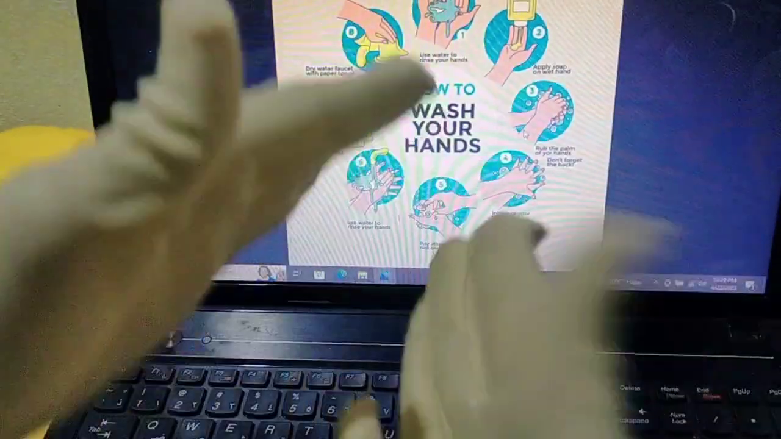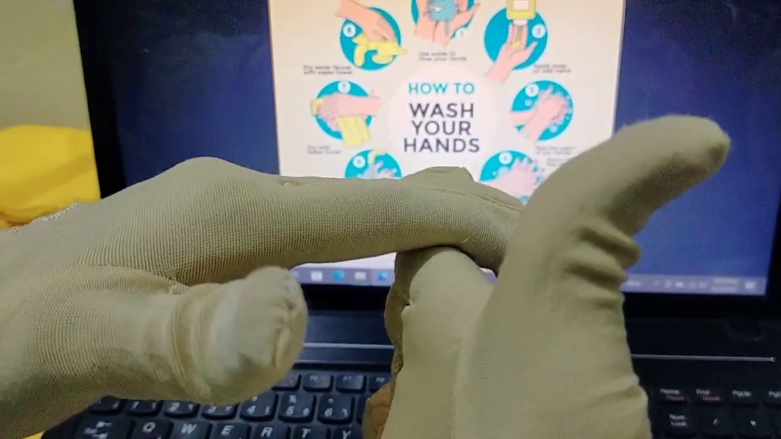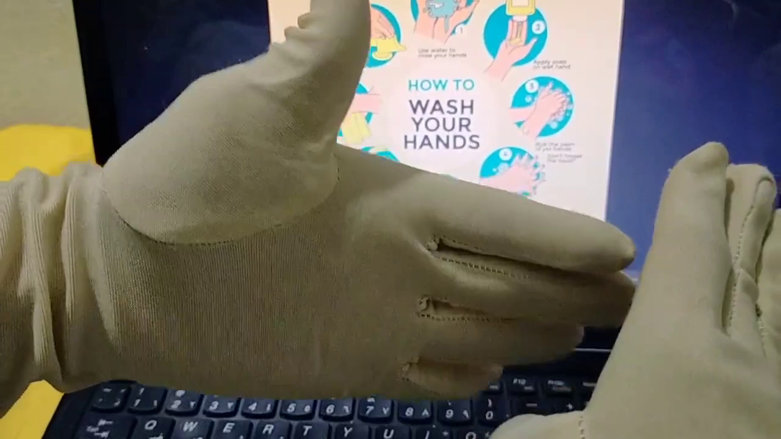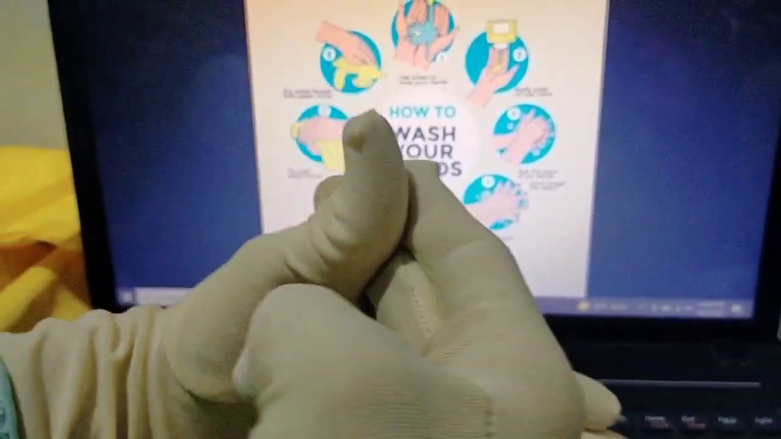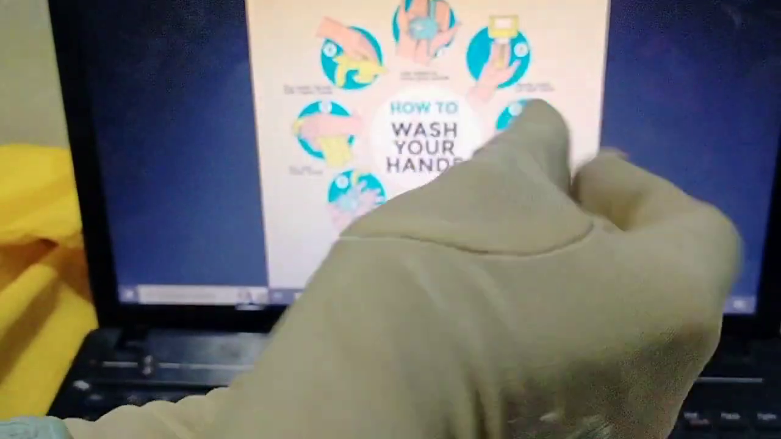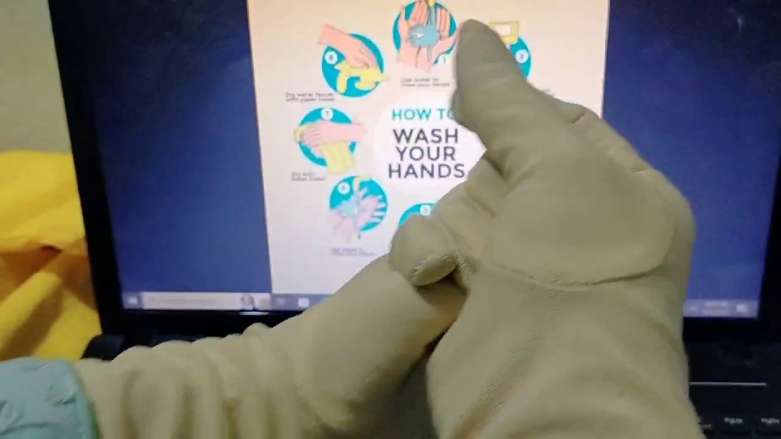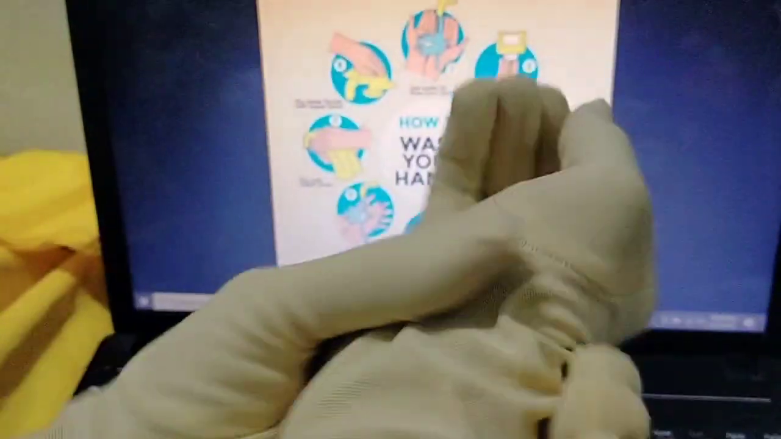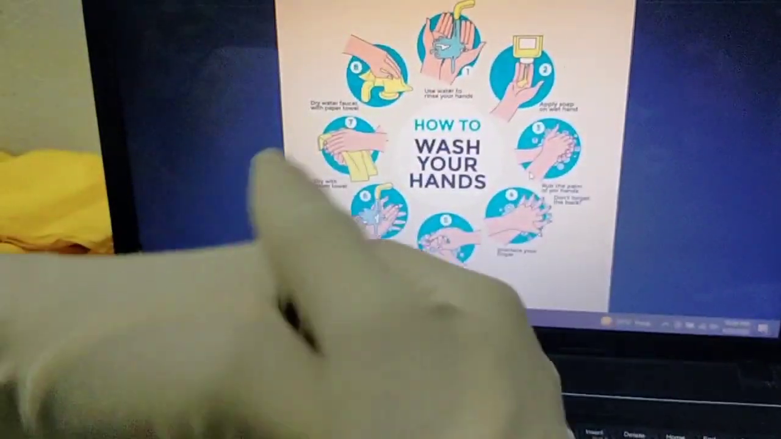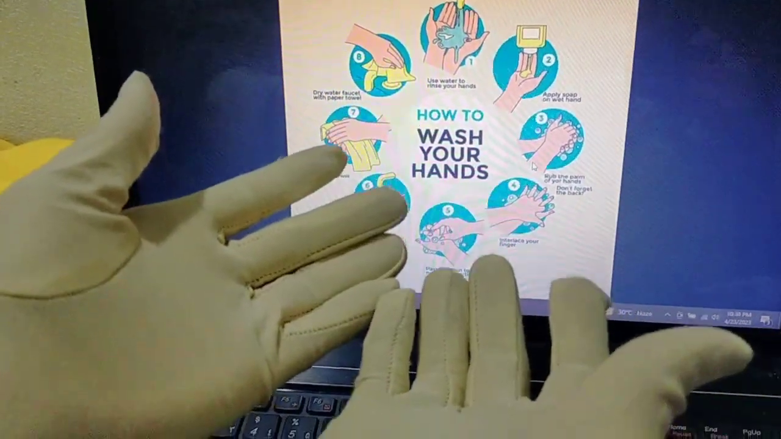Okay, then the next step is, we have to clean the area between the index finger and the thumb in a rotating manner. Okay, again vice versa, rub the area between the index finger and the thumb, and rub the thumb in a rotating manner. Okay, then after that, we have to rub our wrist, in this way. And then next, rinse our hands thoroughly with the running water.